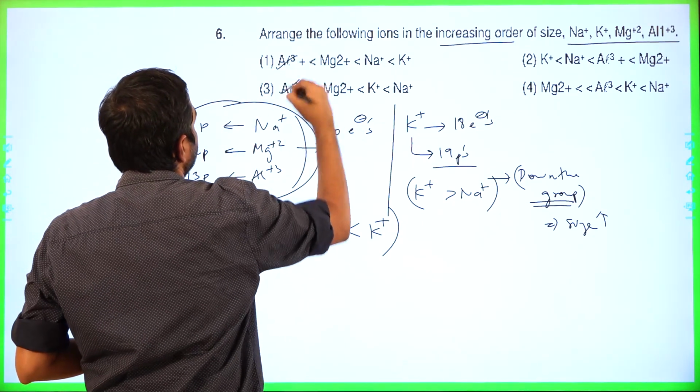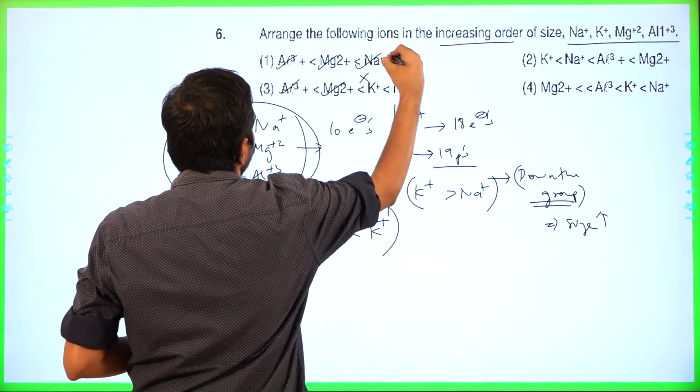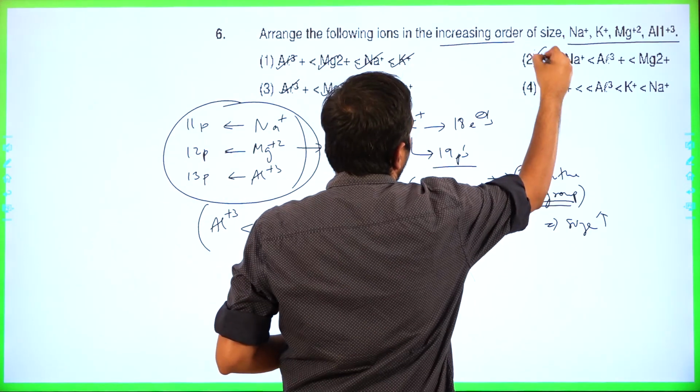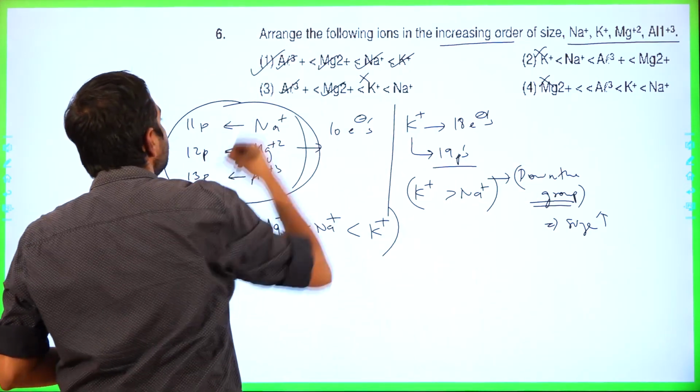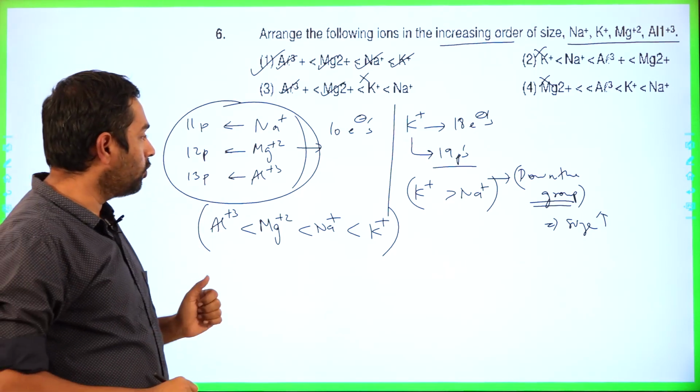So this is fine, this is fine, this is fine, this is fine, this is wrong over here, this is fine, this is fine. This is wrong of course, this is wrong of course. So answer in this case is option 1 in this particular scenario here. So this is the order over here.